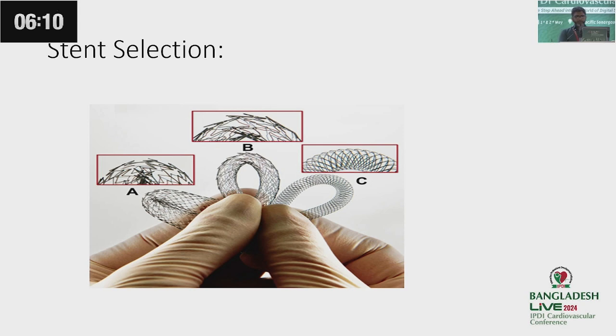The stent selection is the flexible stent. Medtronic has a flexible stent, the EV3, and Abbott recently brought a flexible one, the C1, and the rest two are not flexible.